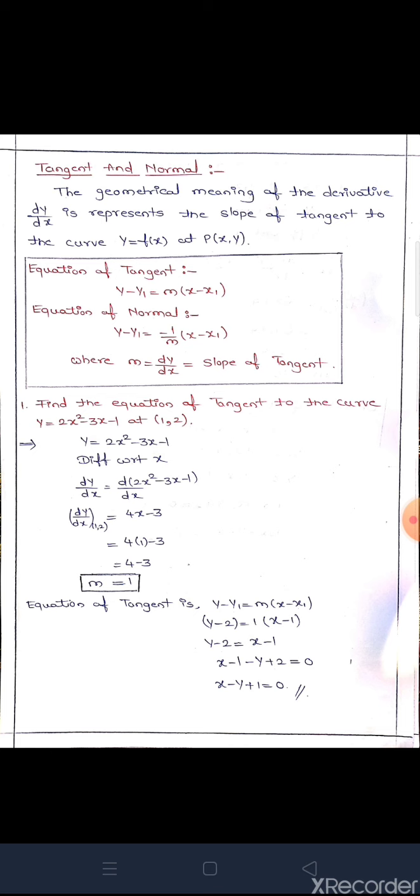So bring all terms to RHS, that is x minus 1. Here you are having plus y. If you are shifting to the other side, that becomes minus y, and plus 2 you will be getting as minus 2, so plus 2 is equals to 0. So it is x minus y minus 1 plus 2, it is plus 1 is equals to 0. This is nothing but equation of tangent.